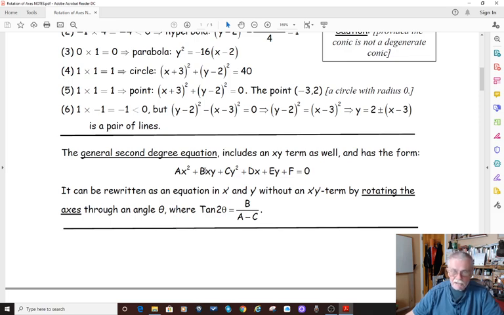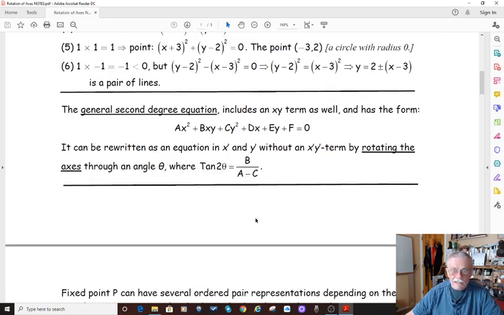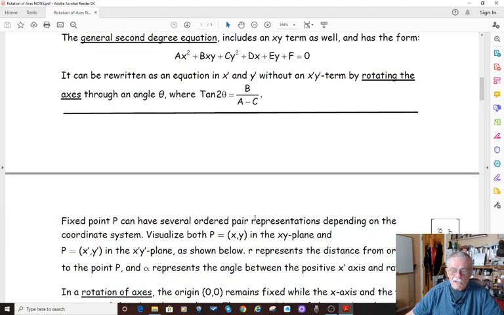And a rotation of a conic section generally through an angle theta, and we'll talk about this in a little while. I'm going to prove this later on, but this is the relationship that we're going to use. Tangent of the double angle is B over A minus C. All right, I'm going to stick to ones that are pretty reasonable, I think. But at any rate, let's take a look at what this is saying.